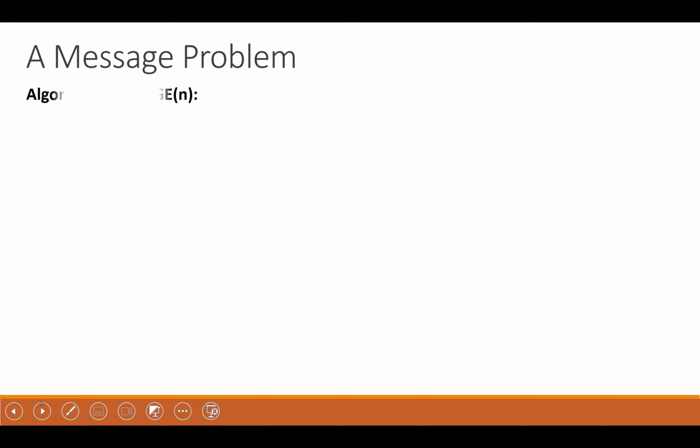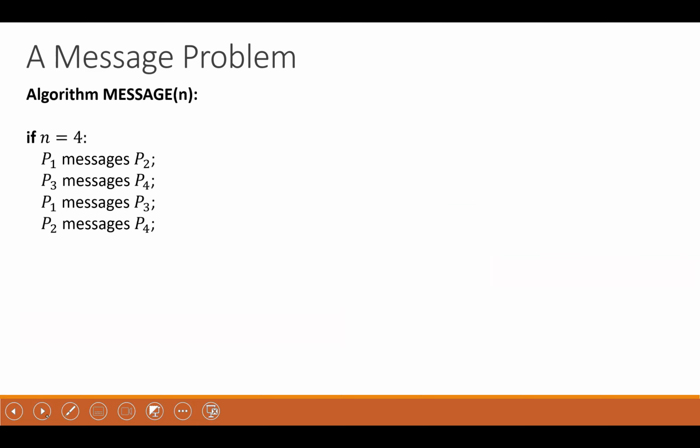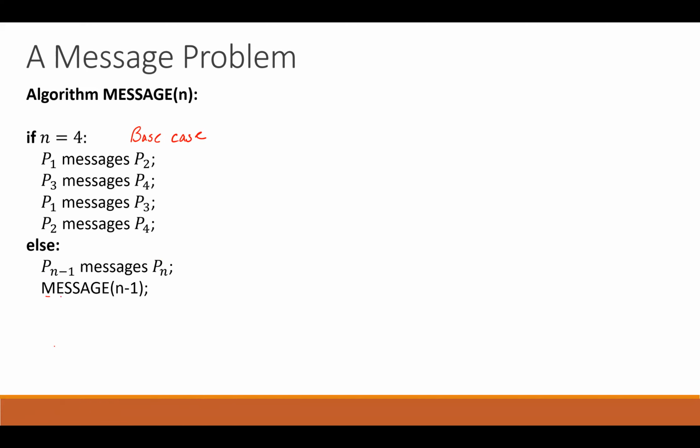Yes. So written down in pseudocode, our algorithm would look something like this. This would be the base case, right? So these are the 4 calls that solve it for 4 people. Otherwise, I'm going to make a recursive call. Well, first I'm going to have pn-1 message pn. I'm going to make a recursive call that solves it for the first n-1 people. And then I'm going to make this call again.